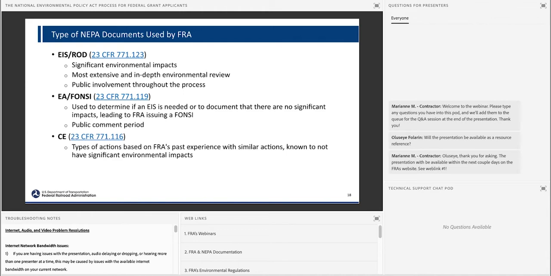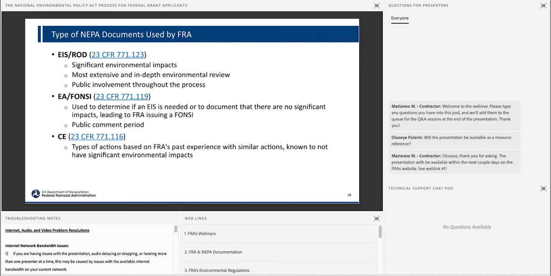If we concluded in the middle of a process where we're working on an EA that we had a significant impact, we can take that off ramp, go and begin an EIS. If we conclude the process of an environmental assessment and determine that there are no significant impacts, then we would issue a finding of no significant impacts.